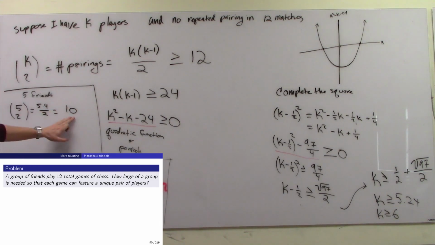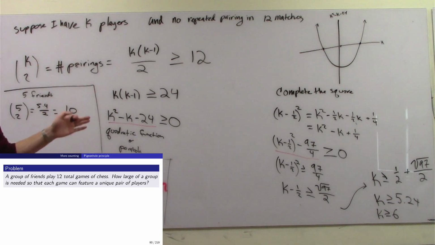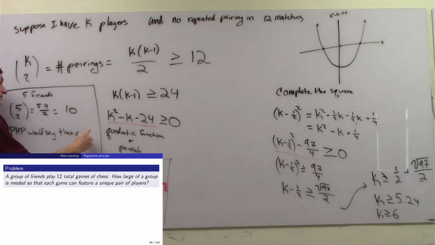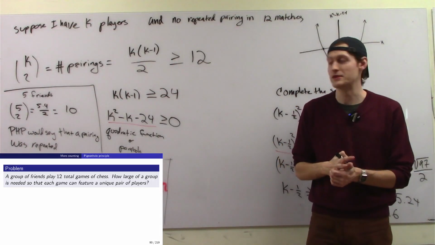So if I had 10 pairings, and I had 12 games, 12 is more than 10, so the pigeonhole principle would say that a pairing was repeated. And as it turns out, 6 choose 2 is 15. And 15 is more than 12. Y'all probably knew that. So the idea there is you can arrange it in such a way that the pigeonhole principle doesn't guarantee that a matchup is repeated.